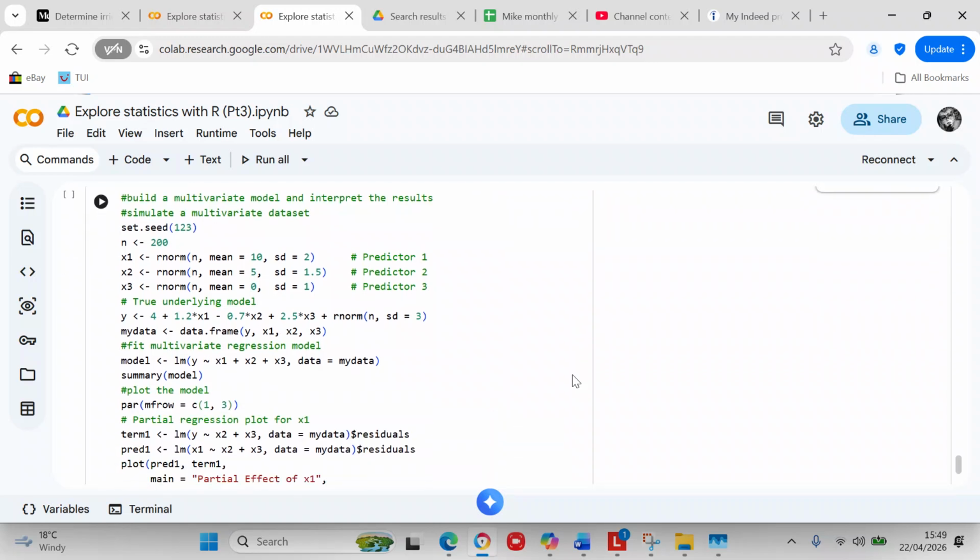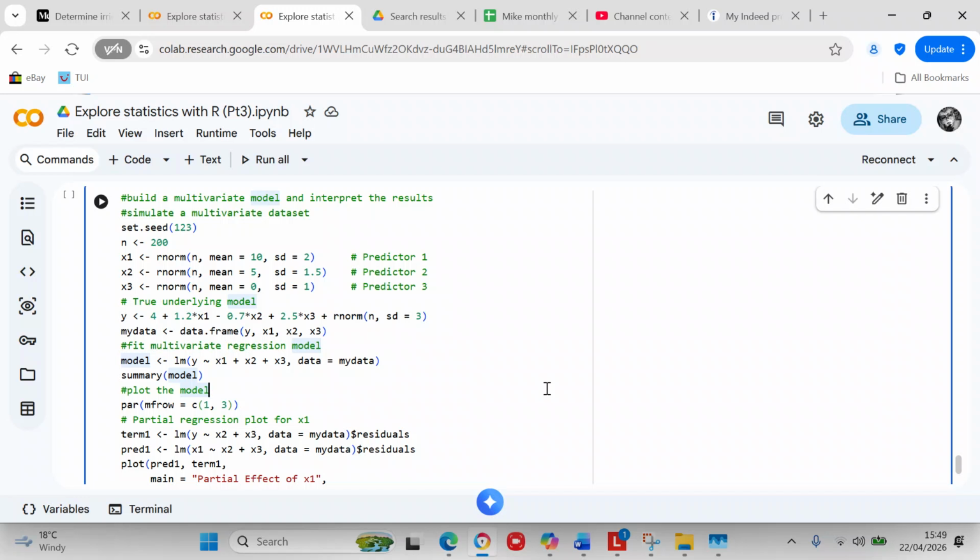So now, after we have done all that, we are going to build a multivariate model and interpret the results. So the first thing we want to do is simulate a multivariate model, and this is much of the same thing that we have done previously in this video. First, we want to set our seed to simulate a multivariate data set. When you set your seed, every time you run the cell or run the program, the variables are going to be initialized to the same value.